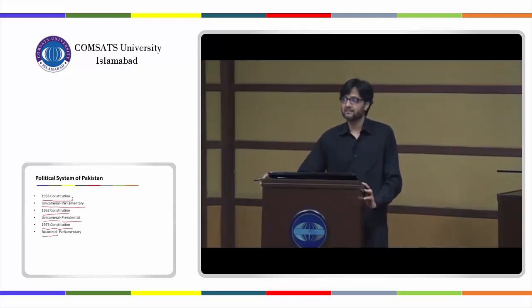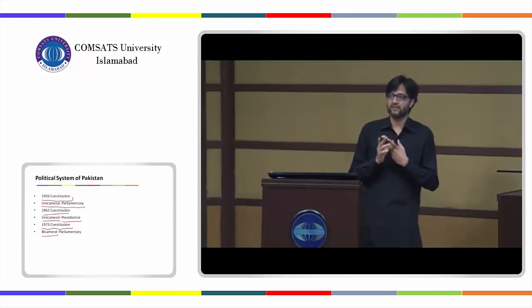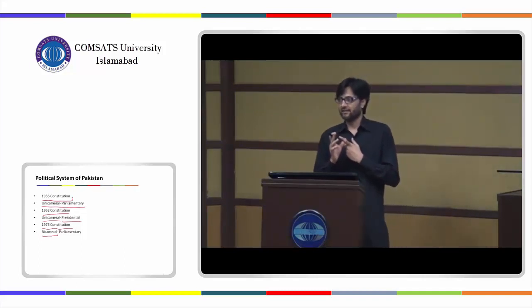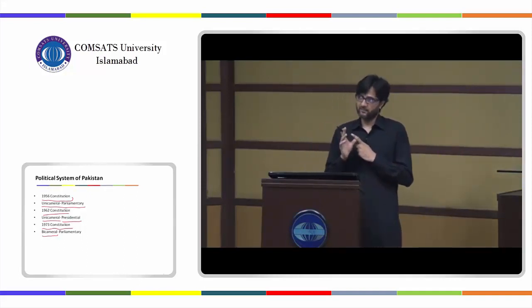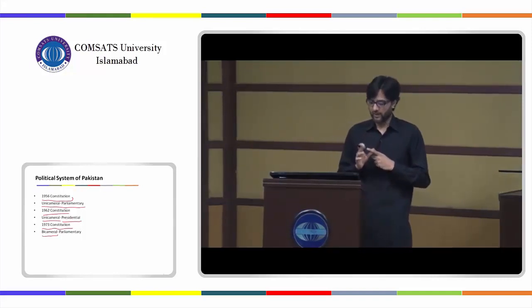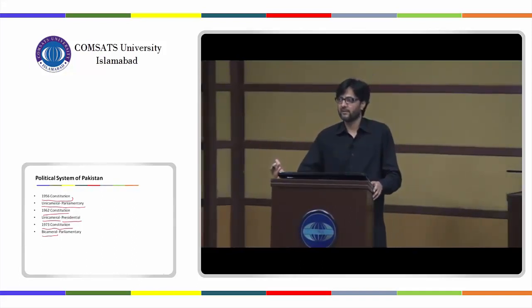Like there was one Senate, right? One National Assembly. So bicameral means two houses of the parliament. The parliament was comprised of two houses, the Senate and the National Assembly. In the Senate, all provinces were given equal representation, while in the National Assembly, the lower house of the legislature, the representation was given on the basis of population of a province. Right, so that is why the larger provinces, the provinces which had greater population, have greater representation in the National Assembly, and vice versa.